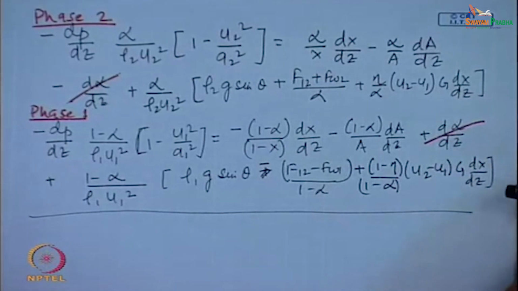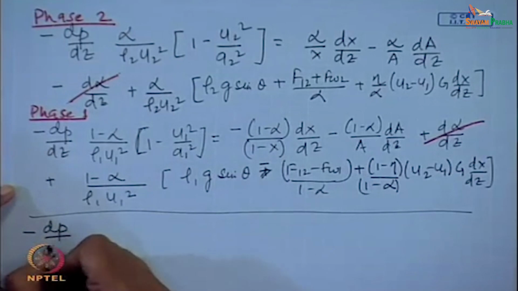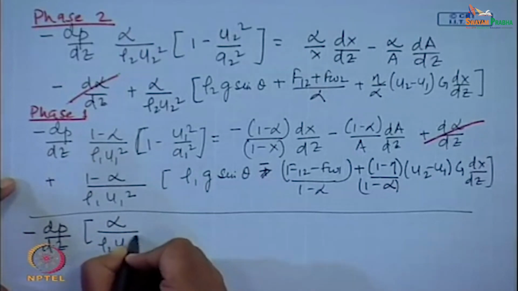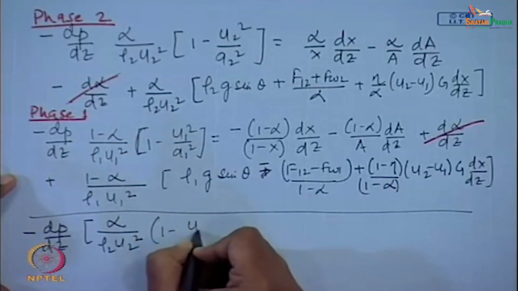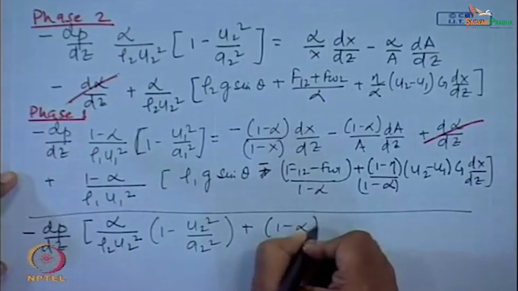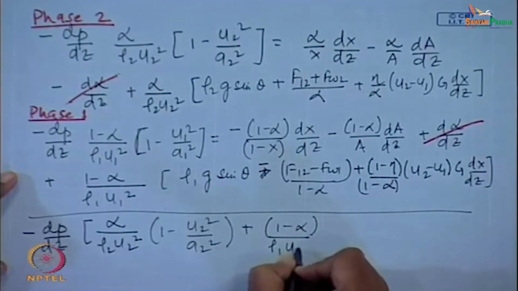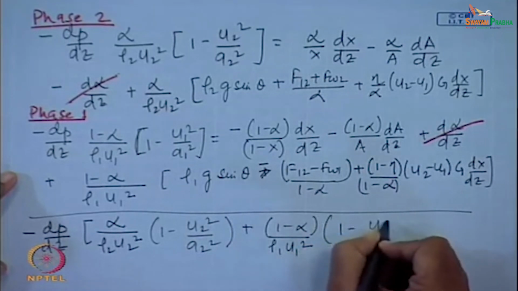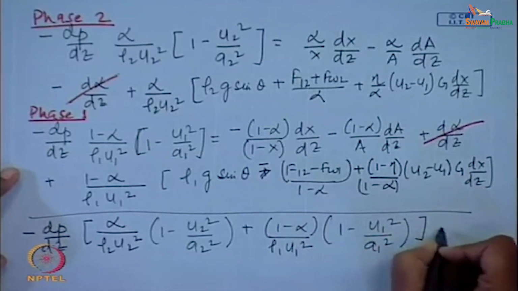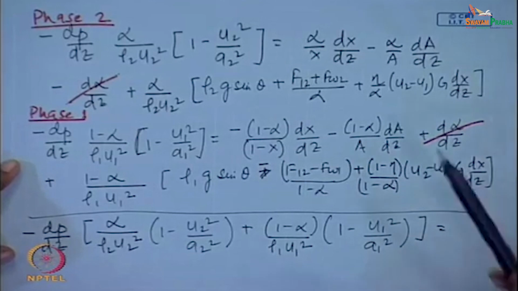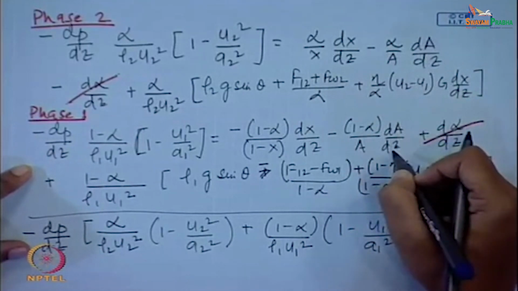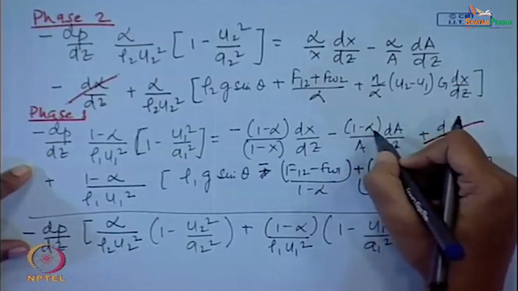And then what do you get in this particular case? Minus dp dz alpha by rho 2 u 2 square 1 minus u 2 square by a 2 square plus 1 minus alpha by rho 1 u 1 square 1 minus u 1 square by a 1 square. This whole thing will be equal to, first if we start adding this alpha dA dz, and here also we have 1 minus alpha dA dz. So, therefore, alpha plus 1 minus alpha, it becomes dA dz.